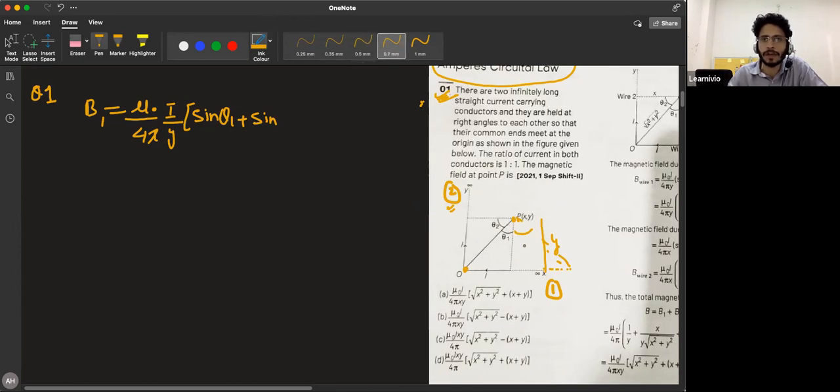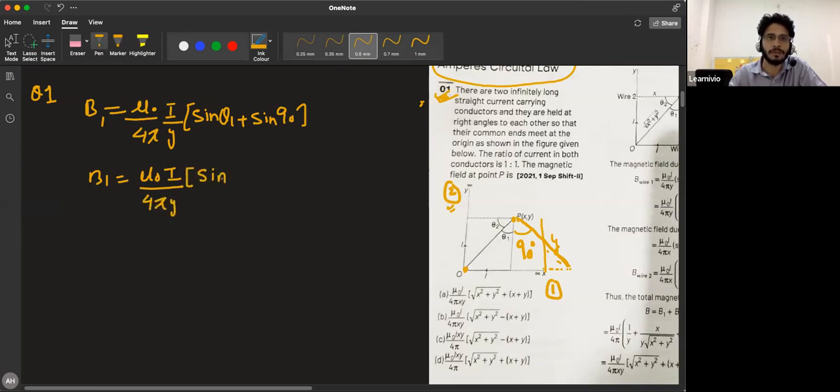Does anyone remember this angle? Akshay. The end going to infinity subtends 90 degree. So sine theta 1 plus sine 90. So your B1 is mu naught I over 4 pi y, times sine theta 1 plus sine 90, which is 1. So that's the first equation.